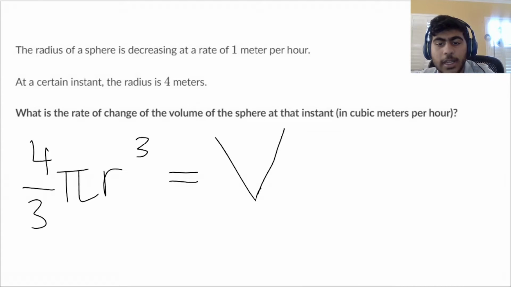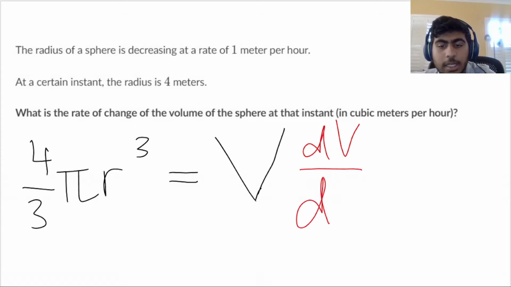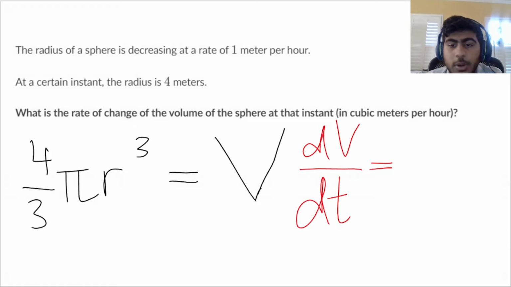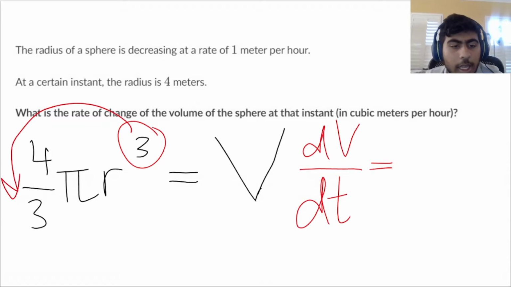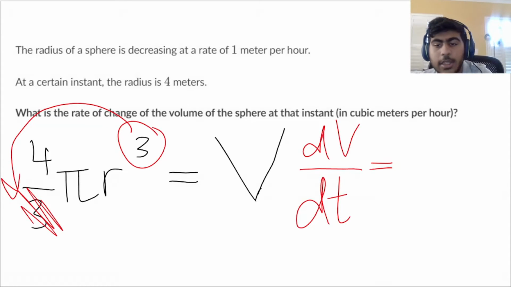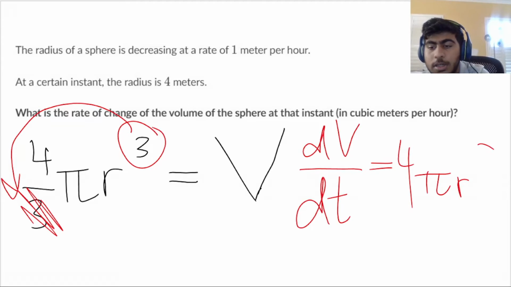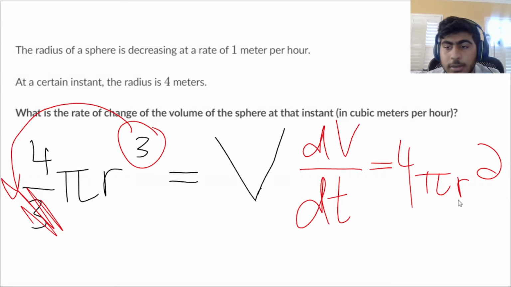Now if we want to find dV/dt, what do we do, right? What do we do in this situation? Let's think about it. So we just take the derivative of V, so we take the derivative of the other side too. We bring the 3 down here, gets rid of this 3, and we're just left with 4 pi r squared. That is the derivative.